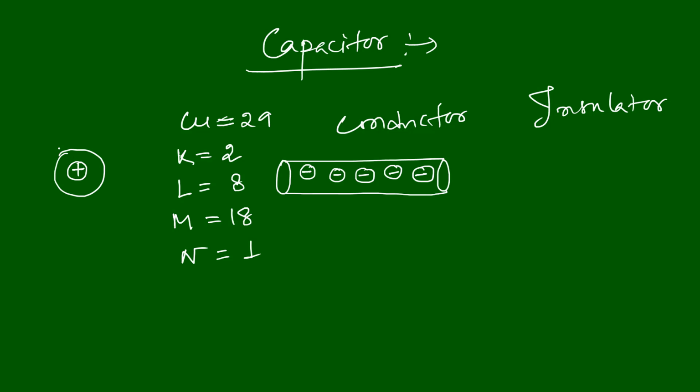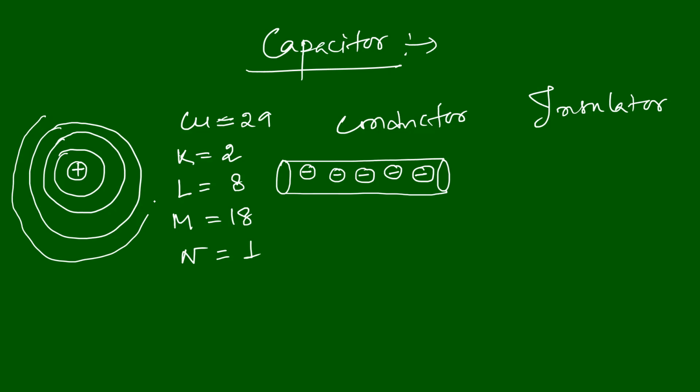This is my K orbit. This is my L orbit. This is my M orbit. And the last one is the N orbit. For example, I'm just drawing some of the electrons. In the L orbit, I can draw 8 electrons. But in the M orbit, it is impossible to draw 18 electrons, so I'm just drawing some of them. But in the last orbit, only one electron is present.